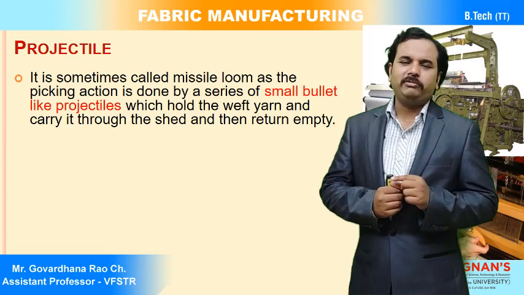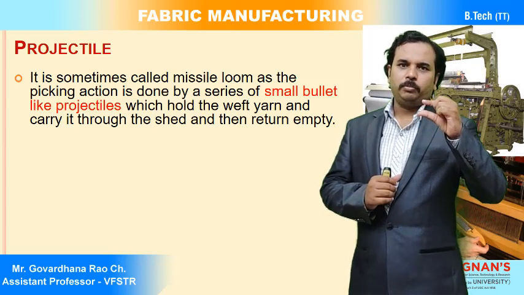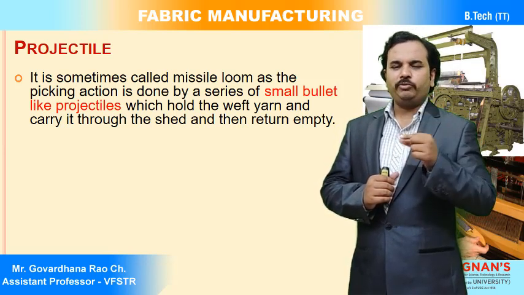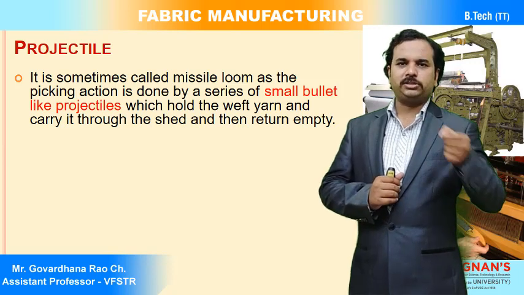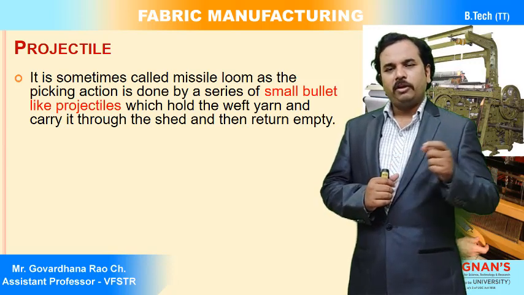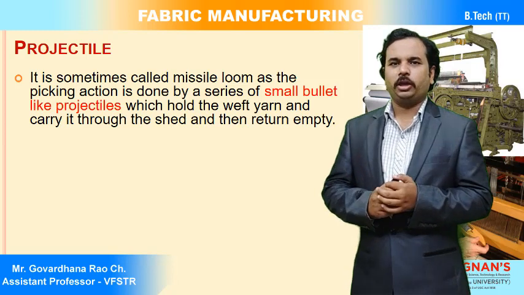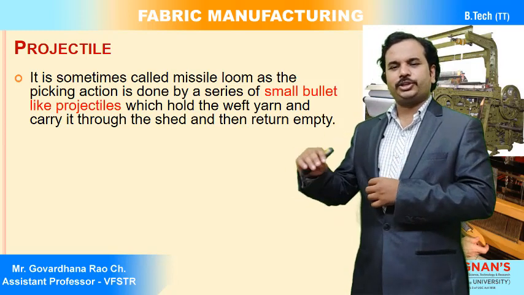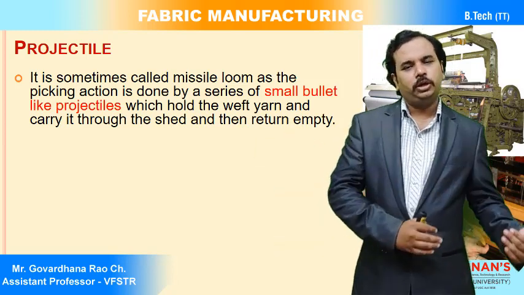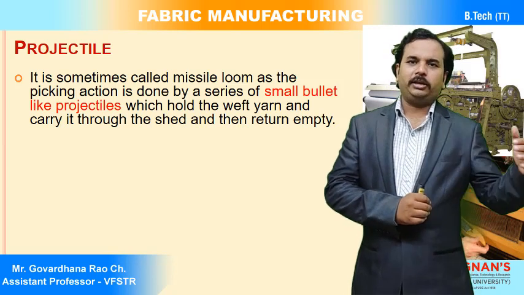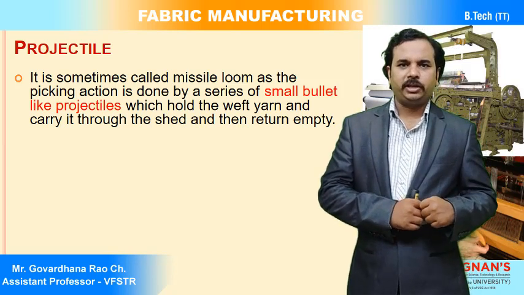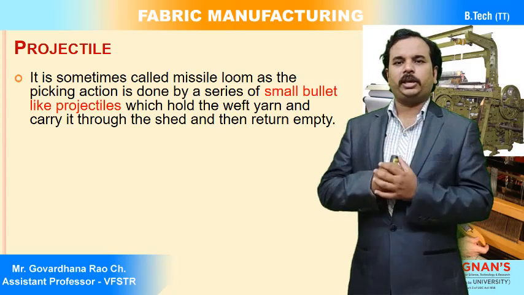So projectile weaving has a small bullet-like element which holds the weft yarn and carries it from one side to the other side. After the insertion, the projectile will come back to its picking position, and again it will be fed the weft yarn. Then the picking will be done.